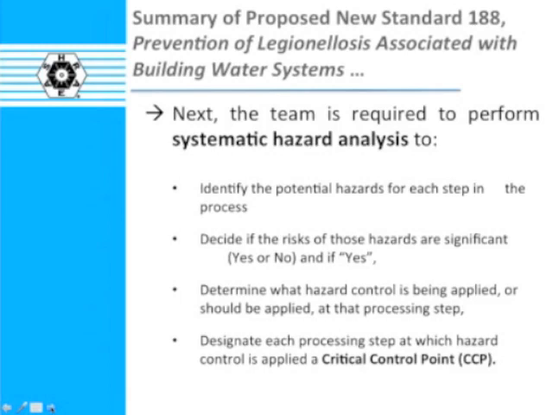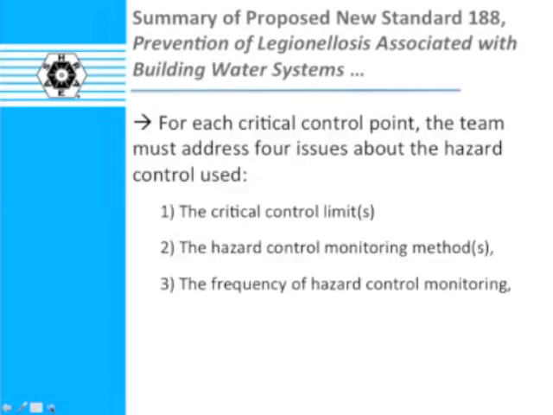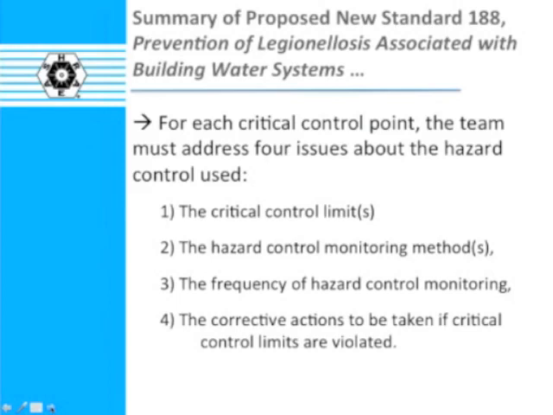The team must declare in this hazard analysis summary if the risks are deemed to be significant, yes or no. And if yes, the team must determine what hazard control is being applied or should be applied at that processing step. Every processing step in the building water system at which hazard control is applied must be designated a critical control point. For every critical control point, the team must address 4 issues about the hazard control used: the critical control limit or limits, the hazard control monitoring method, the frequency of hazard control monitoring, and the corrective actions to be taken if critical control limits are violated. Those are the 4 parameters required for each critical control point.